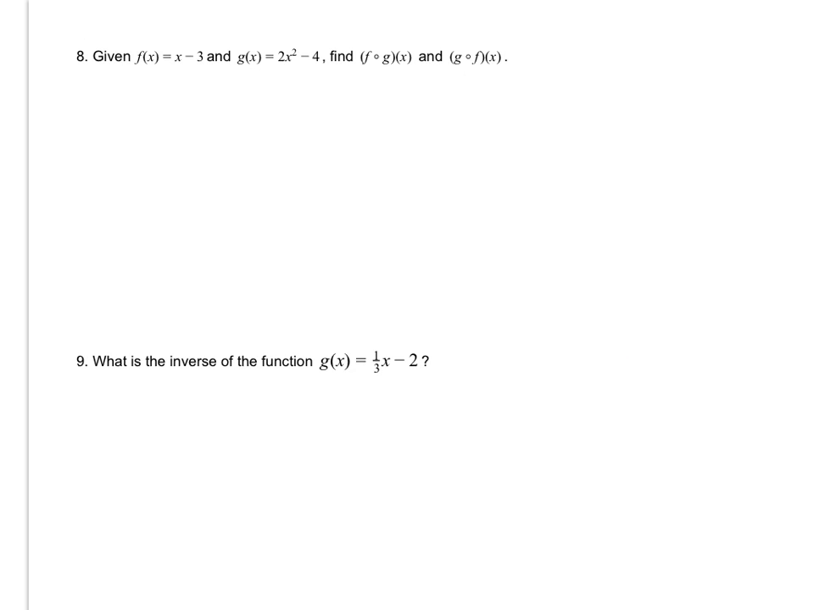Alright, so let's look at some problems from Module 6. We're going to do the first part of Module 6 in this review, and then we'll finish it up in Review 2.